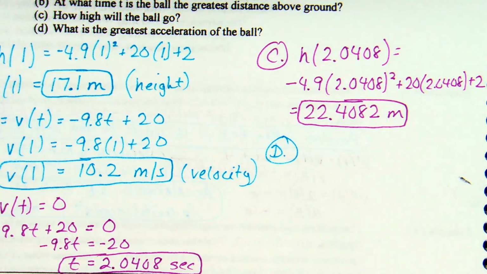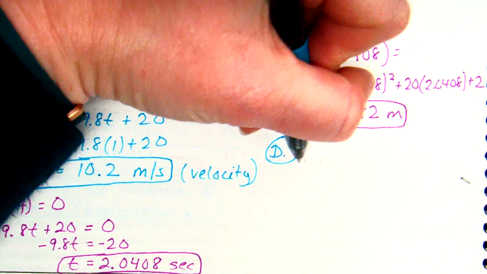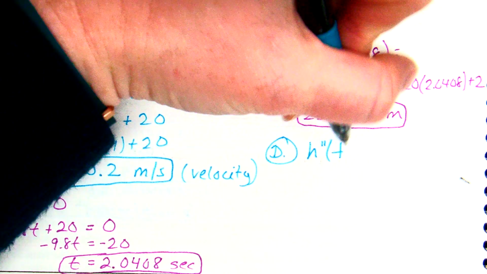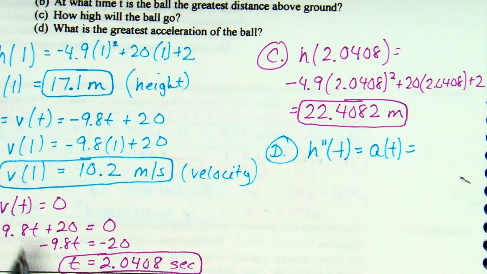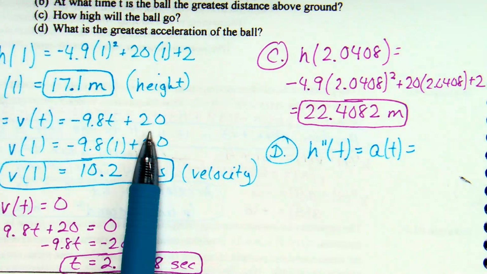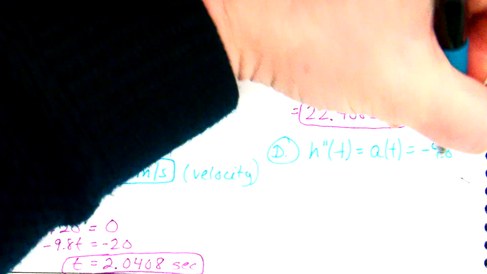Okay, D. What is the greatest acceleration of the ball? So have we talked acceleration at all in this problem yet? No. What do we traditionally do to find acceleration? Second derivative. So, where are we at? The velocity derivative was negative 9.8t plus 20. Negative 9.8 is our acceleration.